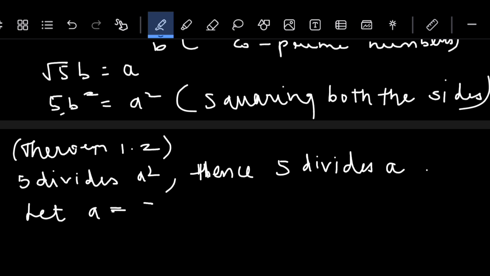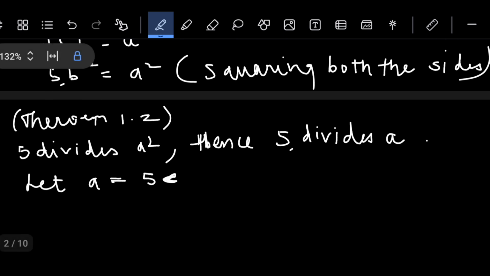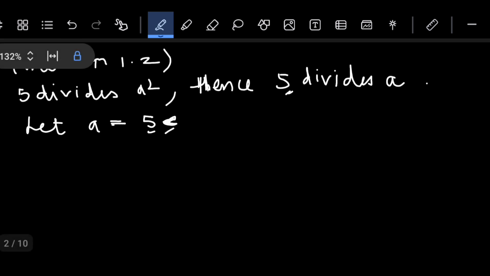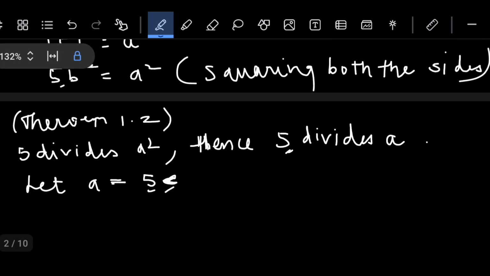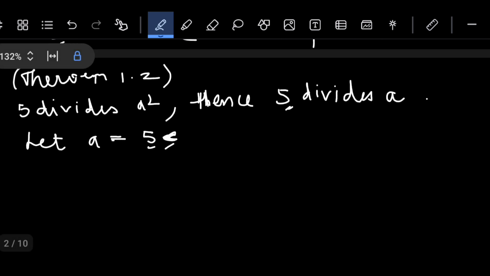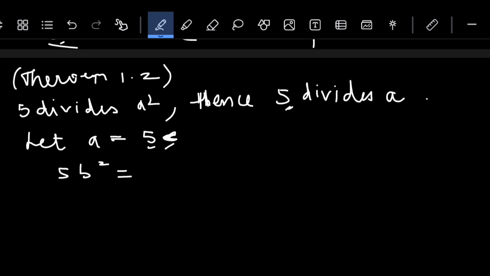So when we know that 5 divides a, we'll write let a is equal to 5c, because when we know this number divides, we write it and give another variable. Then we substitute this in the formula 5b square is equal to a square. So 5b square is equal to a square, which is 25c square, correct? Now this 5 will get cancelled, and so b square is equal to 5c square, right?